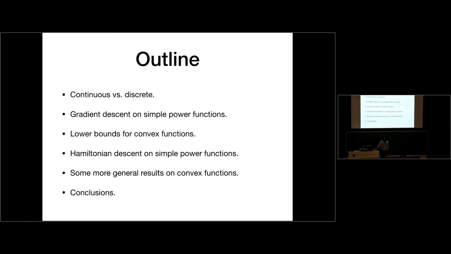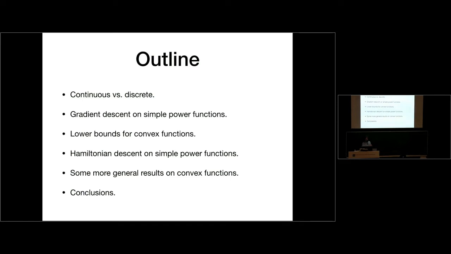OK, so this is the outline. First, I'm going to develop a simple tool for us to use to reason as we go through the talk, which is understanding optimization algorithms without discretization error in a continuous differential limit. Then we're going to look at simple gradient descent on one-dimensional examples, which are going to be power functions. The reason we're doing this is that it's going to illustrate in a very simple framework the deep results of computational complexity for convex functions in general. It's just going to reflect it. It's not the full theory.